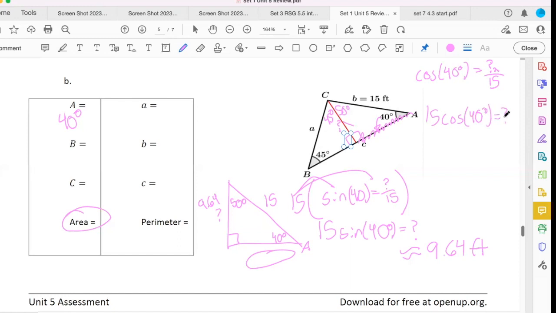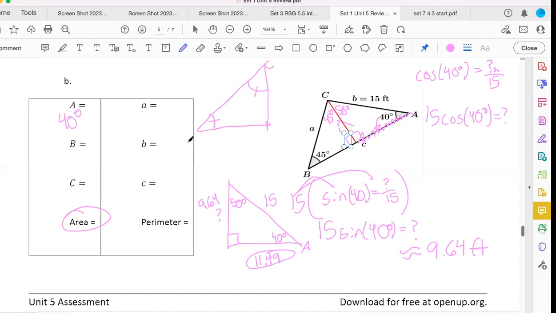And so now you can say that 15 cosine of 40 is going to be that. So 11.49. So how does that help you? You might say, oh, it doesn't really, because I'm looking for C and for A. However, if you take that intel back to this triangle, you can say that this is congruent to this.